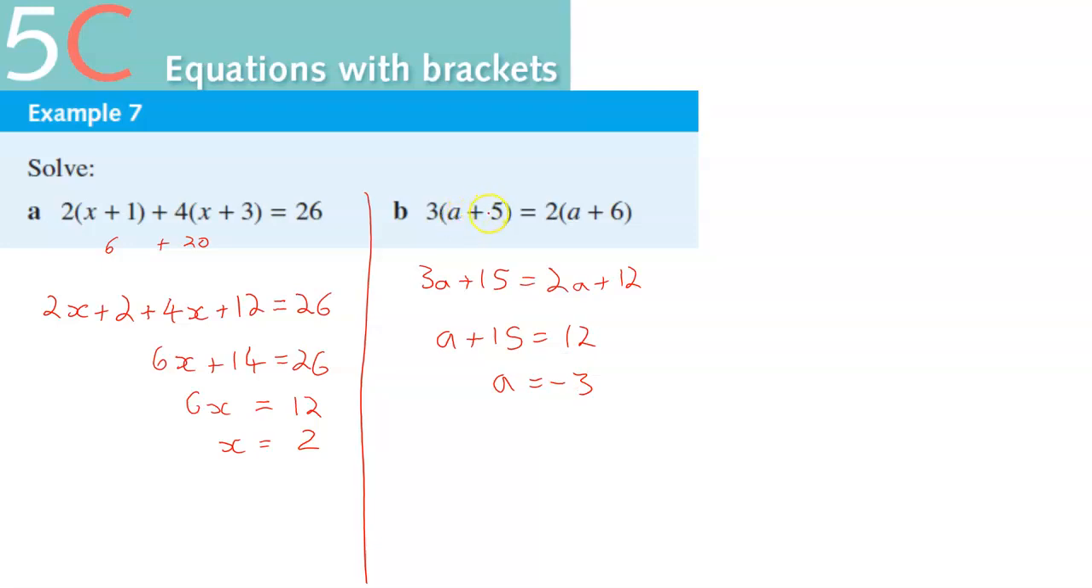Again, let's check our answer. So negative 3 plus 5 is 2. 2 times 3 is 6. Negative 3 plus 6 is 3 times 2 is 6. So I know I've got that correct.